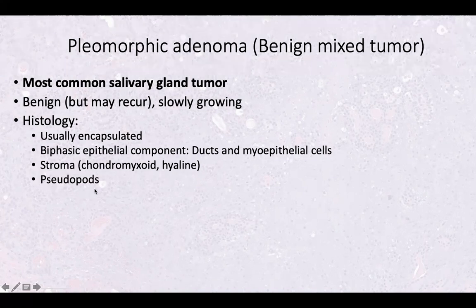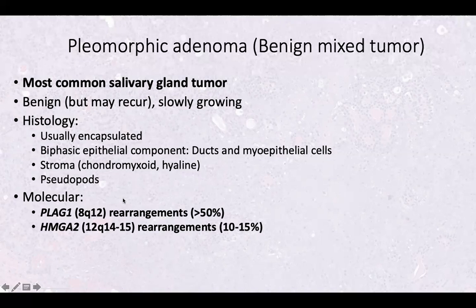And then it's important to be aware of these little pseudopods. They're these things that sort of stick off of the tumor and jut out from the main tumor mass. And they're a big reason why these things can recur, because surgeons will sort of nip these things off and leave these left over in the patients.